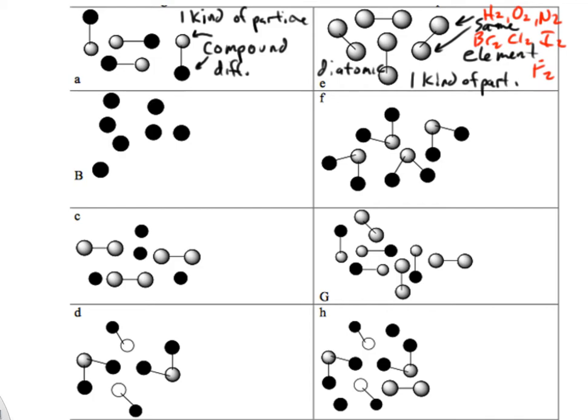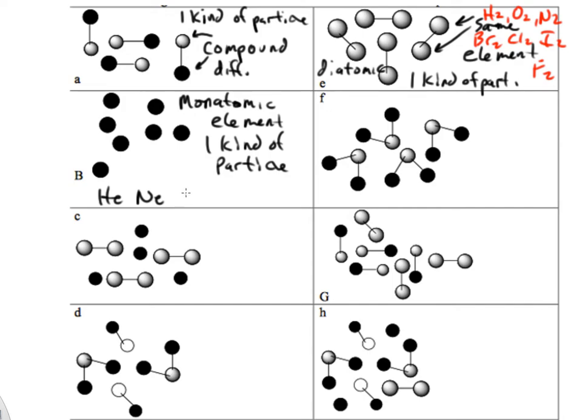Okay, here in B, we have a monatomic. This is an element, one kind of particle. Okay, and this could be helium or neon or argon, probably a gas because they're all floating around like that. And so we have 1, 2, 3, 4, 5, 6, 7 particles, but only one kind.